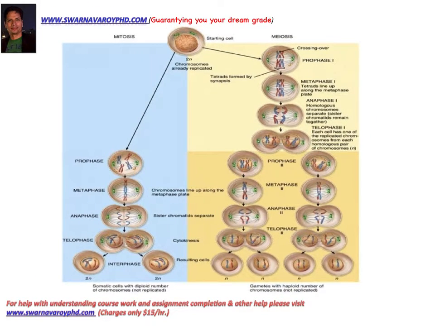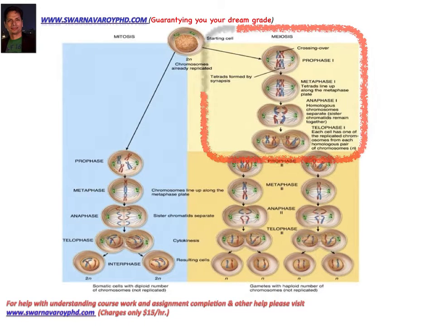So this is an overview of the entire mitosis on the left side and the meiosis on the right side. It shows you the difference between the two types of divisions, and you can see that meiosis has the first set of divisions, known as meiosis 1, which comprises prophase 1, metaphase 1, anaphase 1, and telophase 1.